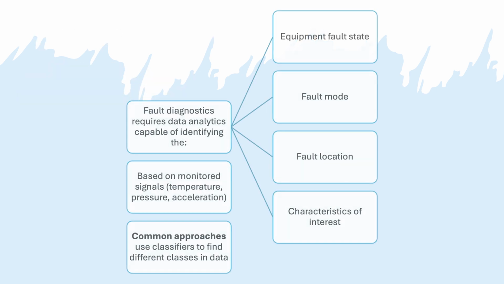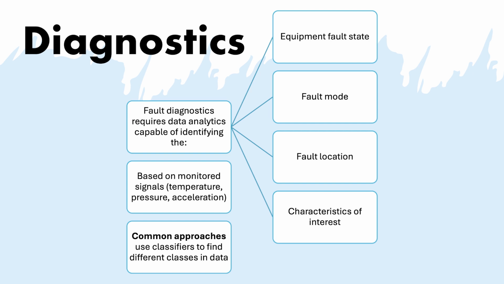In fault diagnostics, we need to give a lot of information, such as we need to show what is the equipment state at the current moment. If it's failed, what is the fault mode and the fault location, and other characteristics of interest. And it's always based on the condition of the system. So we need to monitor the temperature, the pressure, the acceleration of the system, and based on that we use what sometimes we call classifiers to find different classes of failure and different classes of information.